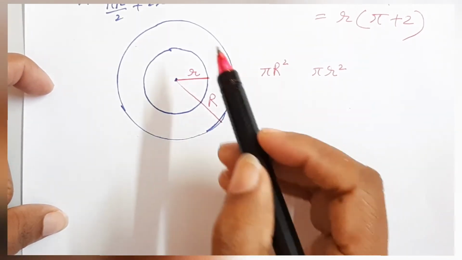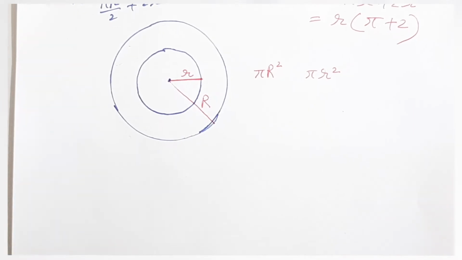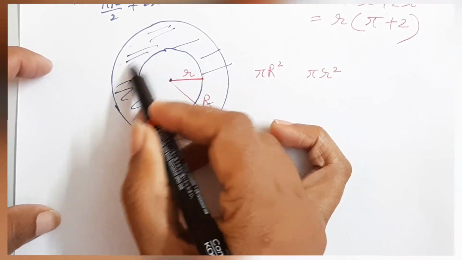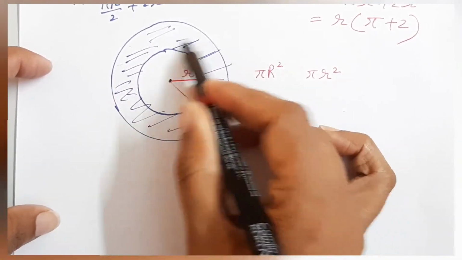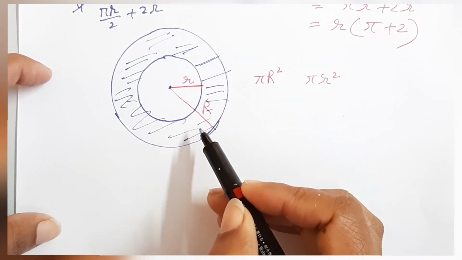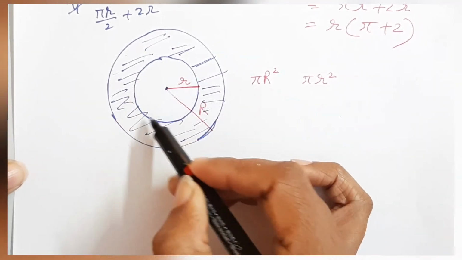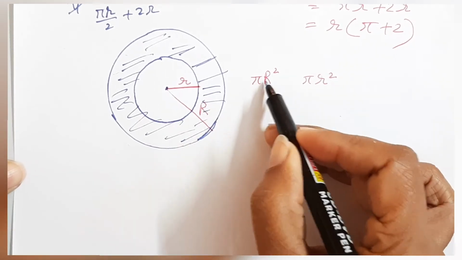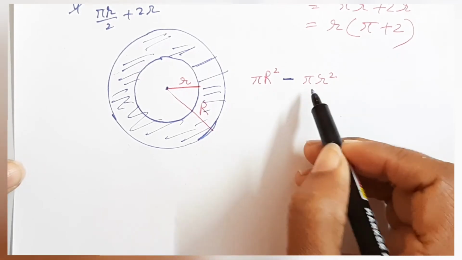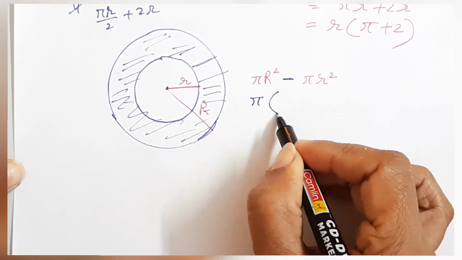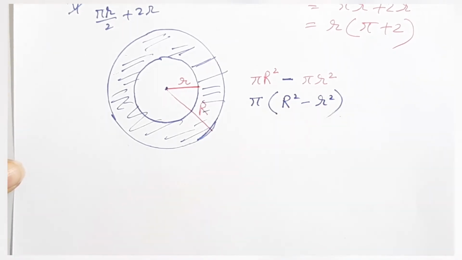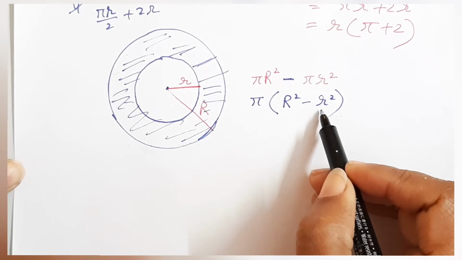Now students, if you have to find the area of this shaded portion, that is called the area of a ring. So how to find that? That is area of outer circle minus area of inner circle. So pi capital R square minus pi small r square. You can take pi common. So here it is capital R square minus small r square.